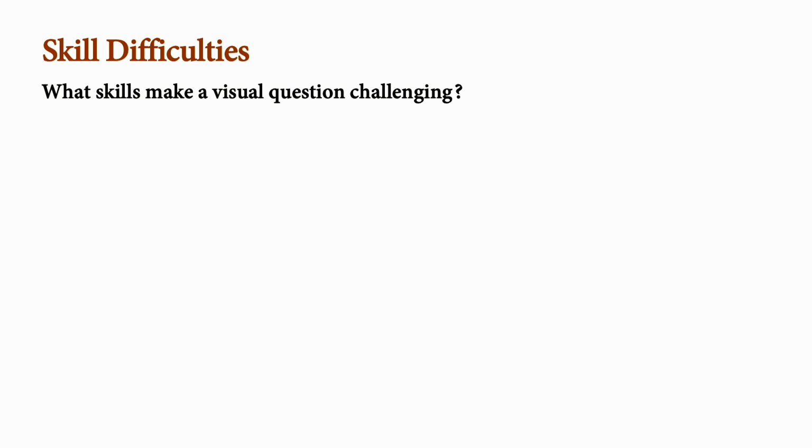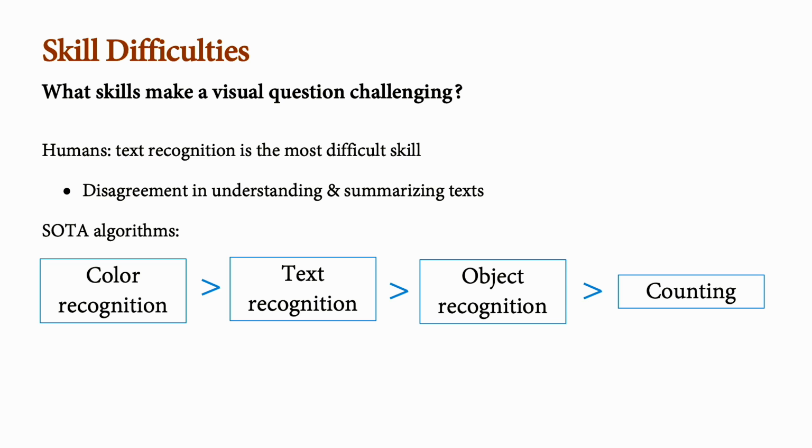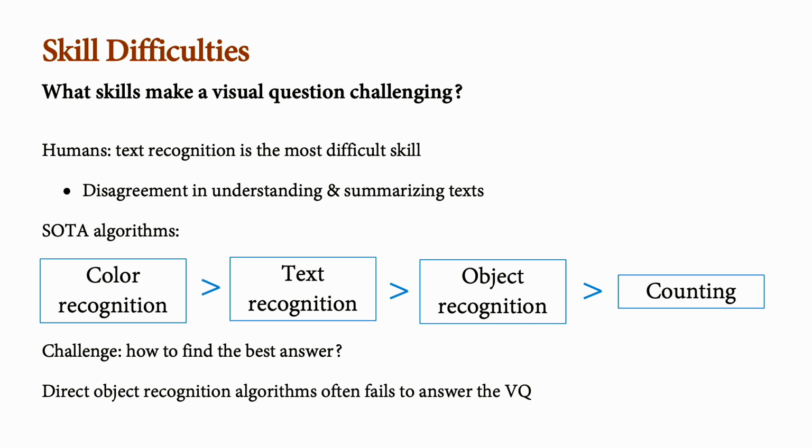We then looked into the problem of what skills make a visual question challenging. The assumption is that humans and machine learning algorithms have different strengths, so it really depends on the agent. We found that humans typically find text recognition as the most difficult skill. The main reason for this is that there are disagreements in how multiple crowd workers understand and summarize text, especially when the question is ambiguous. We also tested a bunch of off-the-shelf, state-of-the-art algorithms for each skill, and we found the best performance that's closest to human performance is in color recognition, and the worst is in counting. So the challenge when it comes to the human side performance is how do we find the best answer when there are multiple correct answers, especially for text summarization.